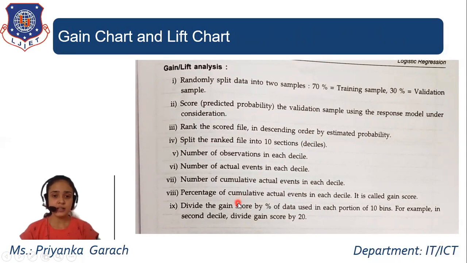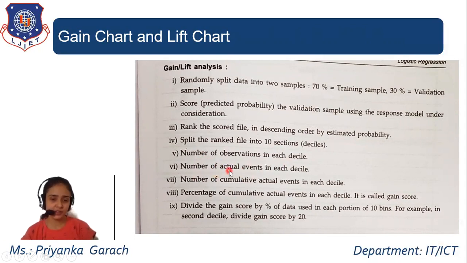So we have to arrange our data set in such a way that my predicted variable, that is my variable y, will be in descending order in my data set. After arranging it into descending order, we have to split the ranked file into 10 sections. What we have arranged in descending order, we will call the ranked file, and then we will split the ranked file into 10 different sections. Those 10 different sections are called the deciles. So the number of observations in each decile, how many observations fall under each decile.